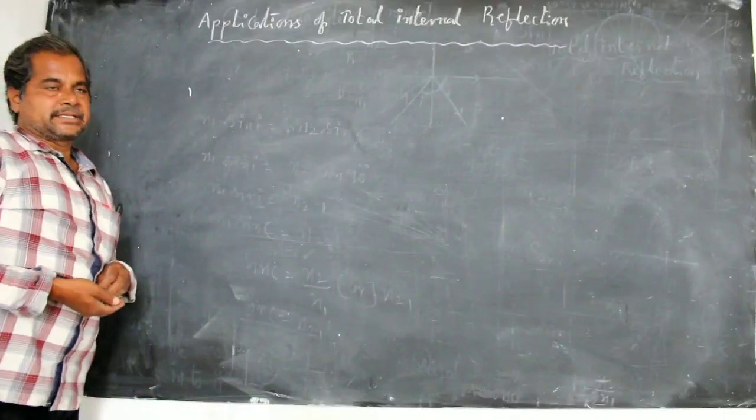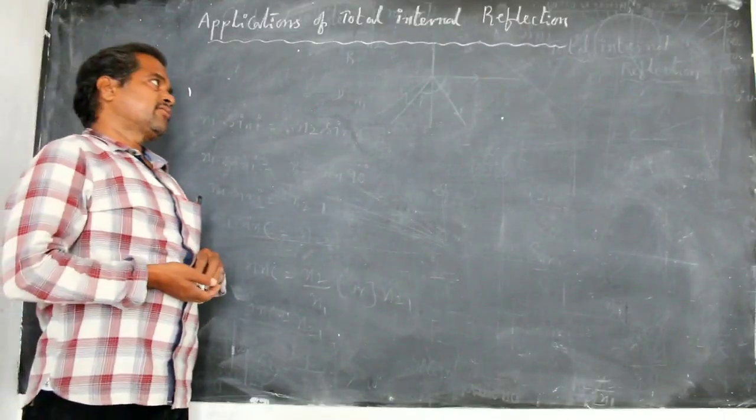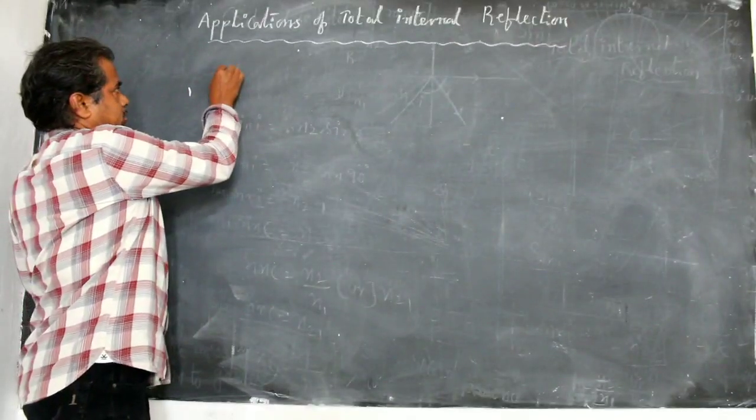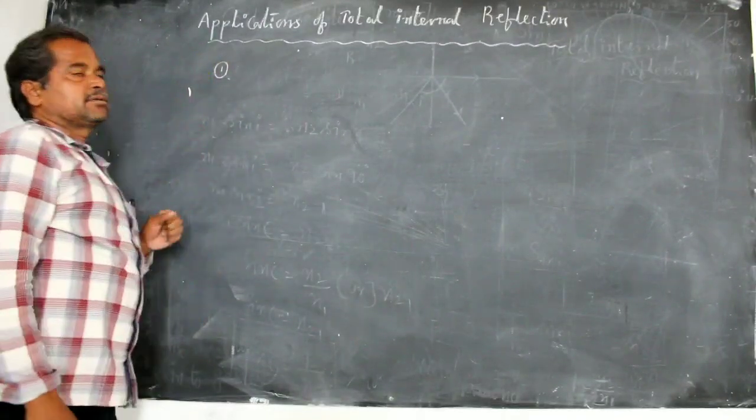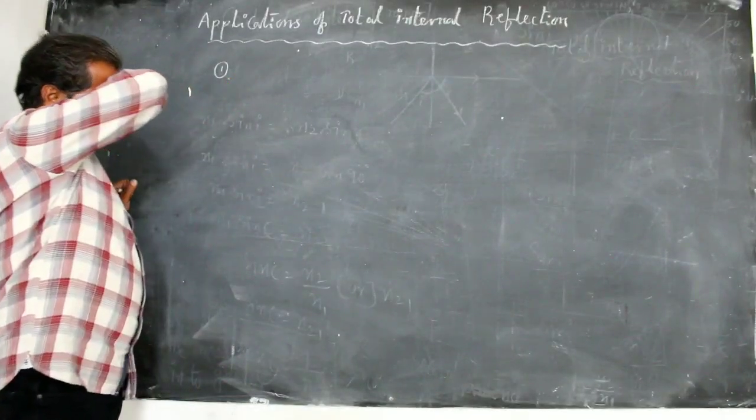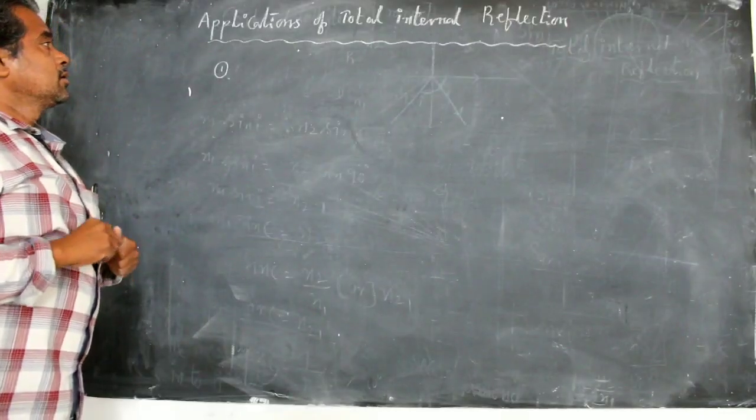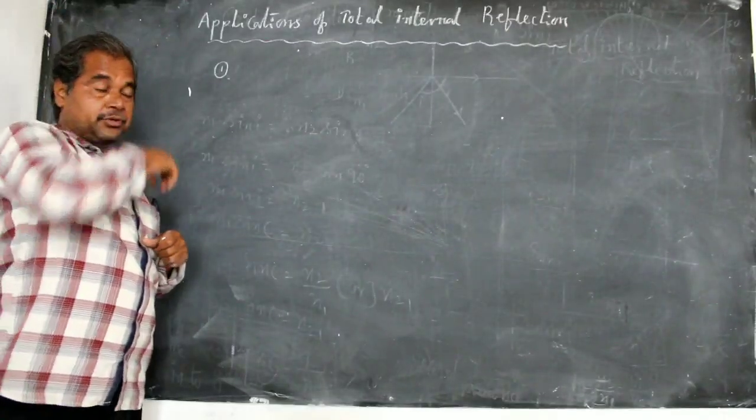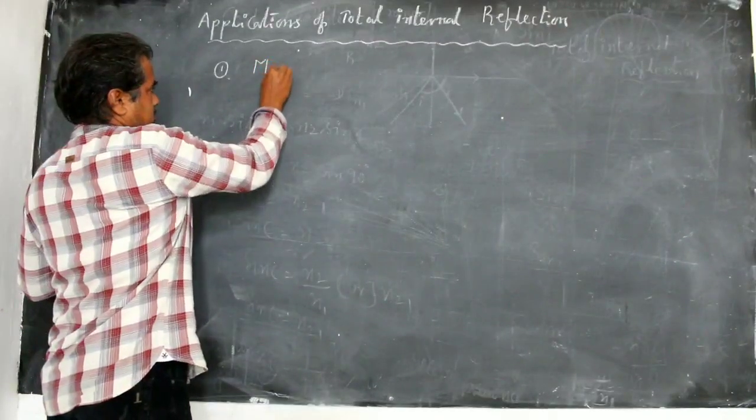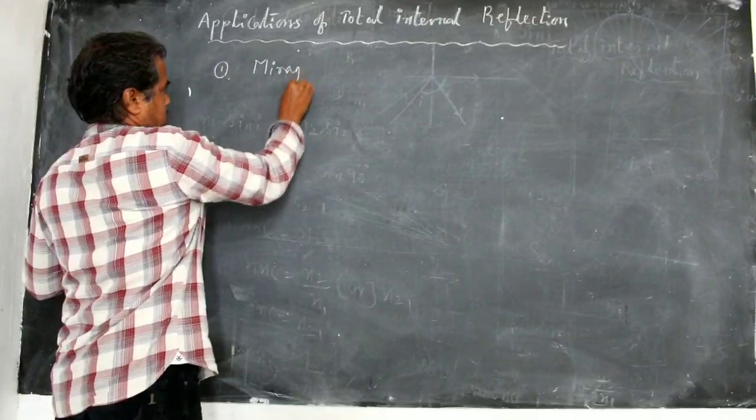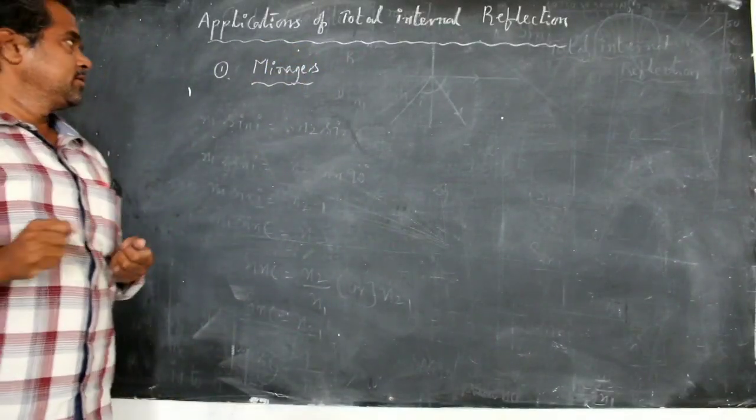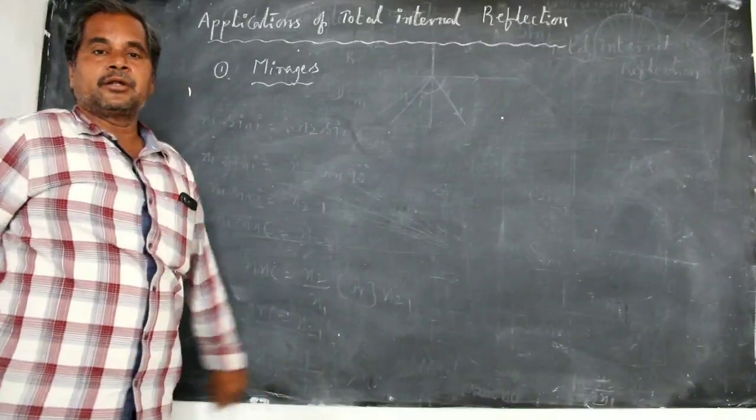Now we are going to discuss applications of total internal reflection. By using this phenomenon, there are so many things which occur in our nature, and we are observing so many things, but we can't know those things happen due to total internal reflection. First, mirages. Mirages are formed due to total internal reflection.